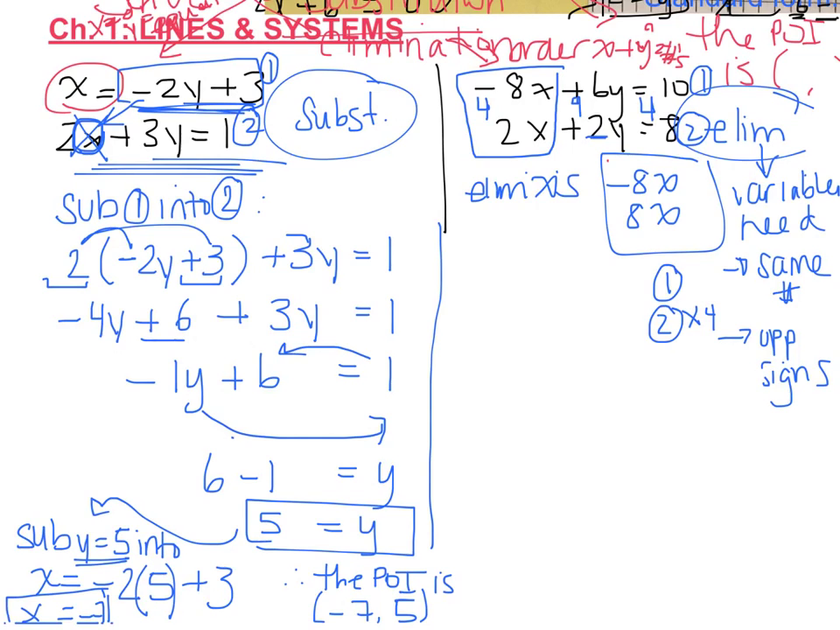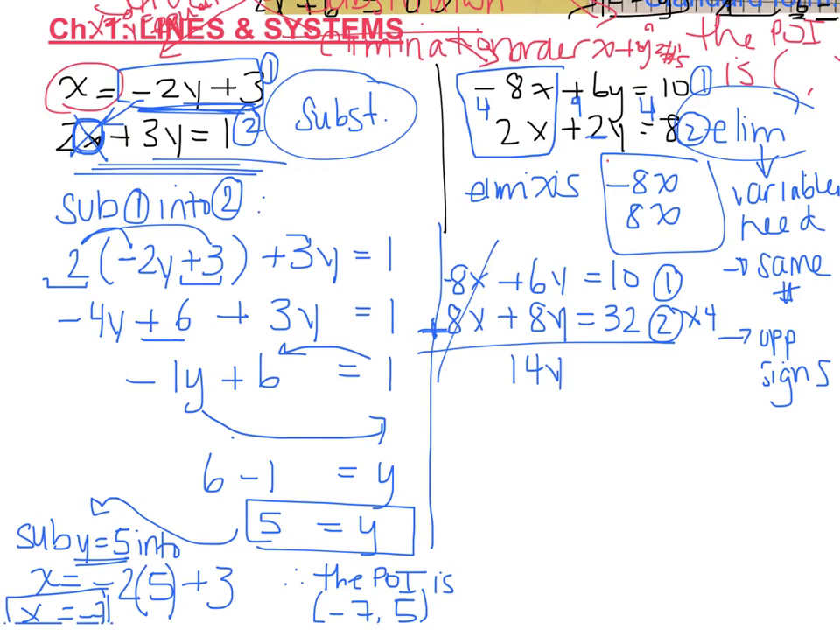So my answer is going to be 8x plus 8y equals 32. Now I didn't change the first equation at all, so I copied it as it was: negative 8x plus 6y equals 10. Then I'm going to add the two equations together, because when we do elimination, we add those equations together. The 8x and the negative 8x are going to cancel. There's not going to be any x's left because they're equal in number and opposite in sign. So we're going to have 6 plus 8 is 14y equal to 42.